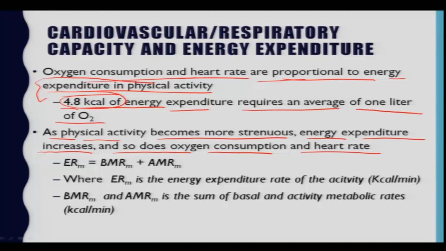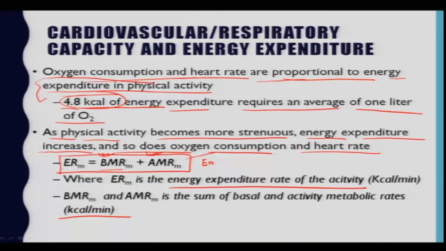If we want to calculate the energy expenditure rate, it can be calculated with the help of the formula that we utilized some lectures before. We have to sum up the basal metabolic rate and the AMR, the activity metabolic rate. Both are expressed in kilocalories per minute. In this way we can find an estimate of the energy rate requirement, which is essential for our calculation and for ergonomic analysis.